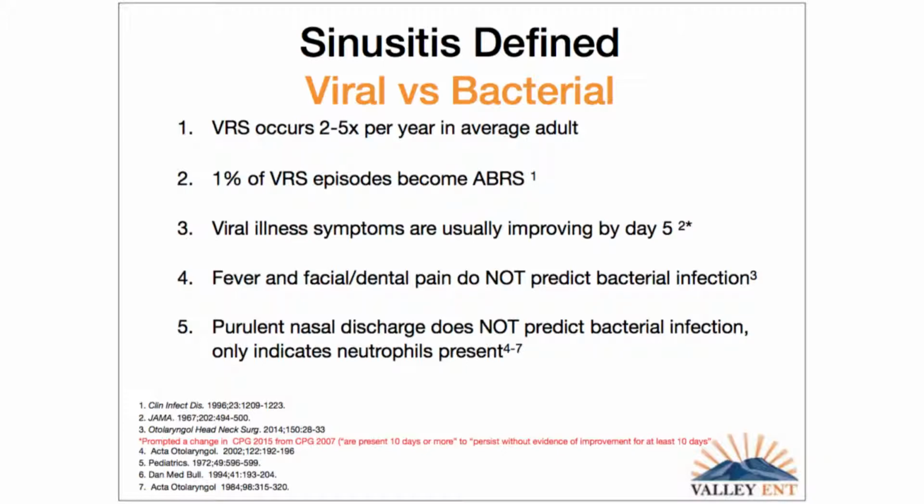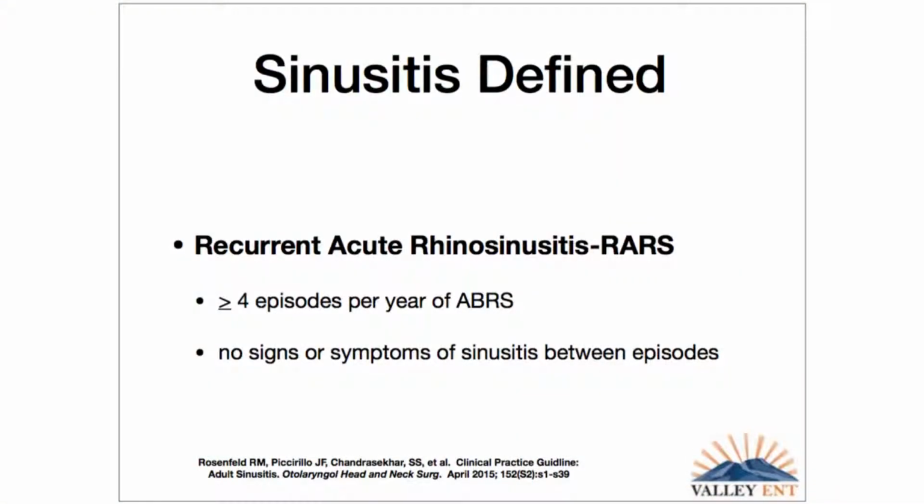And purulent nasal discharge does not predict bacterial infection. You can get that with viral. All it means is there's neutrophils in the mucus. It doesn't mean that they have bacteria just because that discharge is really mucopurulent. Recurrent acute sinusitis, again, is greater than 4 episodes per year. We'll talk about that later in the talk.